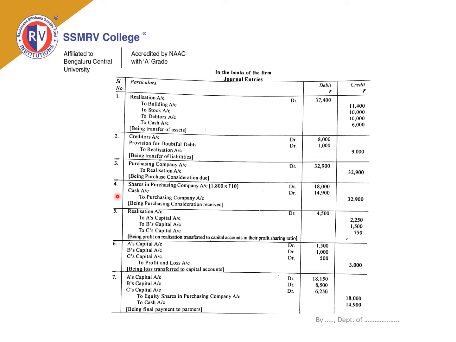The fourth entry is for the purchase consideration received by the vendor firm. The purchasing company has paid the PC partly in shares and partly in cash. So the entry for that is written down here. Shares in purchasing company account debtor 18,000. Cash, which is paid by the purchasing company, cash account debtor 14,900 to purchasing company account 32,900. So the PC is received. This is an entry for that.